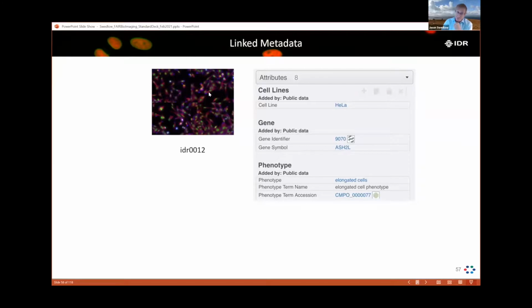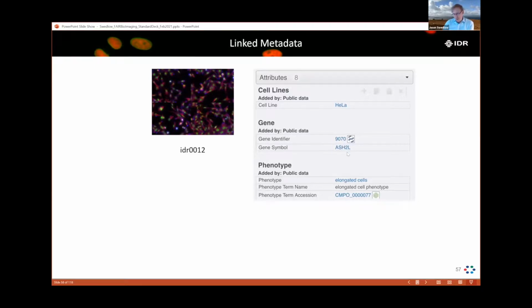The authors submitted the imaging data, a lot of other metadata around the siRNAs that were used, obviously the cell line here, but also the analytics and effectively their interpretation of the analytics. So what they saw in this case was an elongated cell.